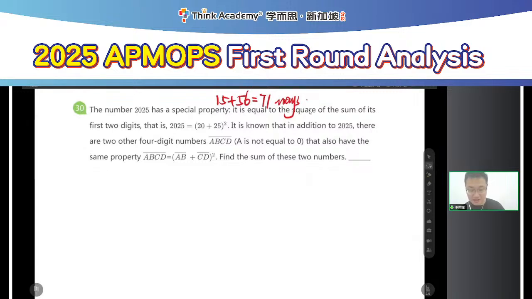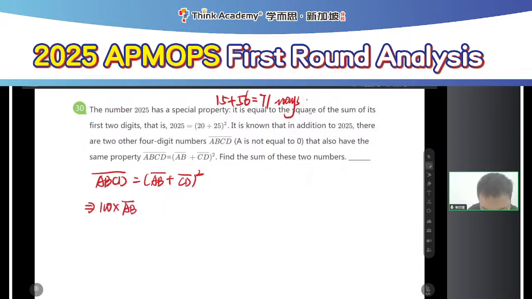So now, we want to know that ABCD equals (AB plus CD) squared, right? And then, how to make it easier? You can just try out all the possible cases. You can list all the square numbers out, but it's hard, right? So now, to simplify it, we can use the place value principle. A, B, C, D, we can write it, first, slowly. So now it's 100 AB plus 1 CD equals (AB plus CD) squared, right?